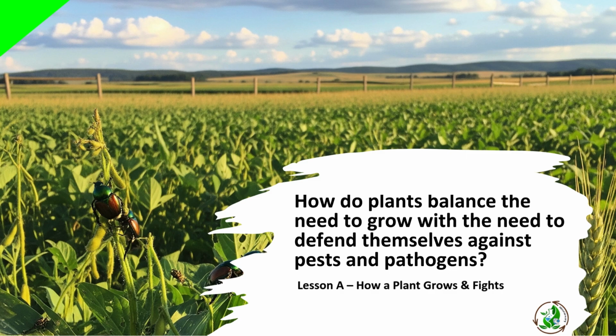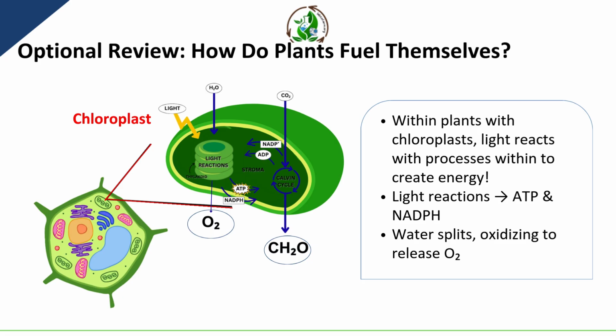In this lesson, we will be exploring the processes and steps that plants take to grow and survive, as well as how they defend themselves from pests and diseases. Every decision to produce a leaf or defend against a threat involves a trade-off. Understanding how plants manage this balance will help us better understand why IPM and early diagnostics are crucial in farming today. Before we dive into growth and defense, let's do a quick review of how plants actually fuel themselves.